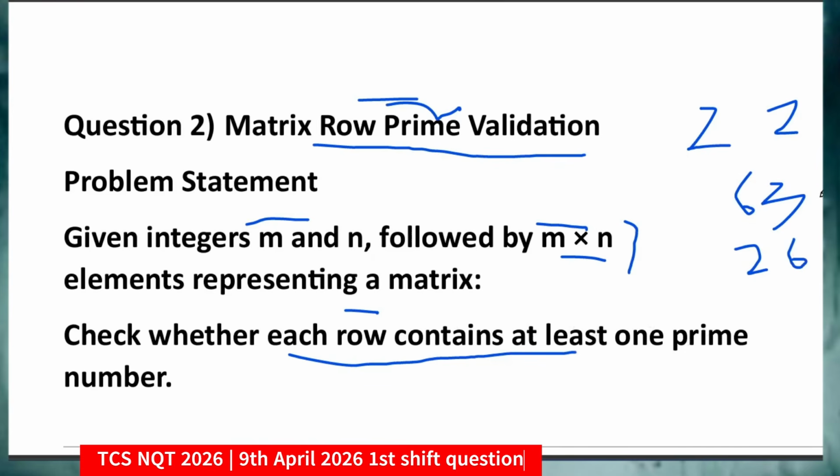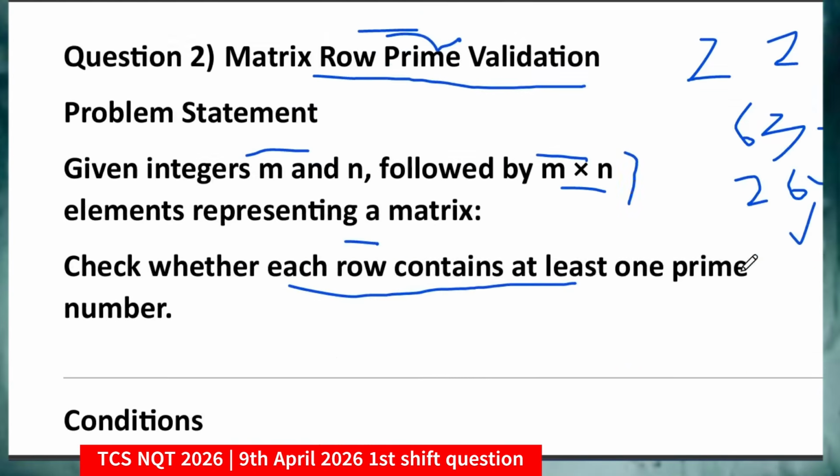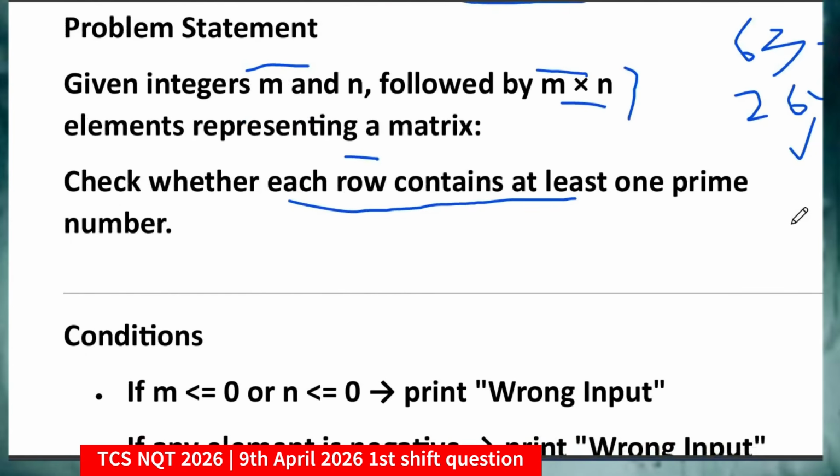You can see here that this row contains one prime number, that is 3, and this row also contains one prime number, that is 2. So yes, it will print valid. Now if I take the same 2 rows and 2 columns and take the values as 4, 6, 2, 0, you can see there is no prime number in this row, so you will print invalid.